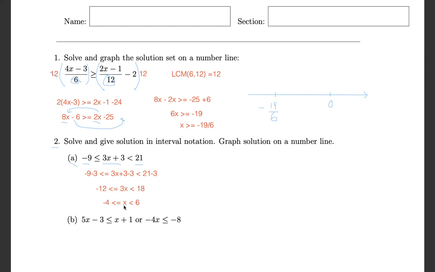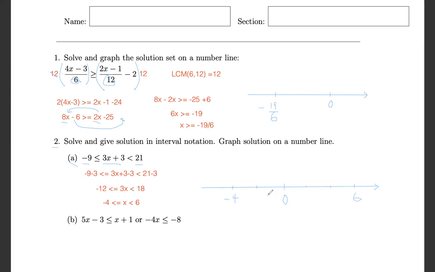So that's my solution: x is greater than or equal to negative 4, but less than 6. So how do I graph it? Graph my real number line with an arrow. Put 0 somewhere, 0 here. Now I need negative 4. Maybe negative 4 is here, then this would be negative 2. So this is my negative 4. I need to mark 3 numbers: my origin, negative 4, and 6. So this is about 2, this is about 4, so 6 is somewhere here.